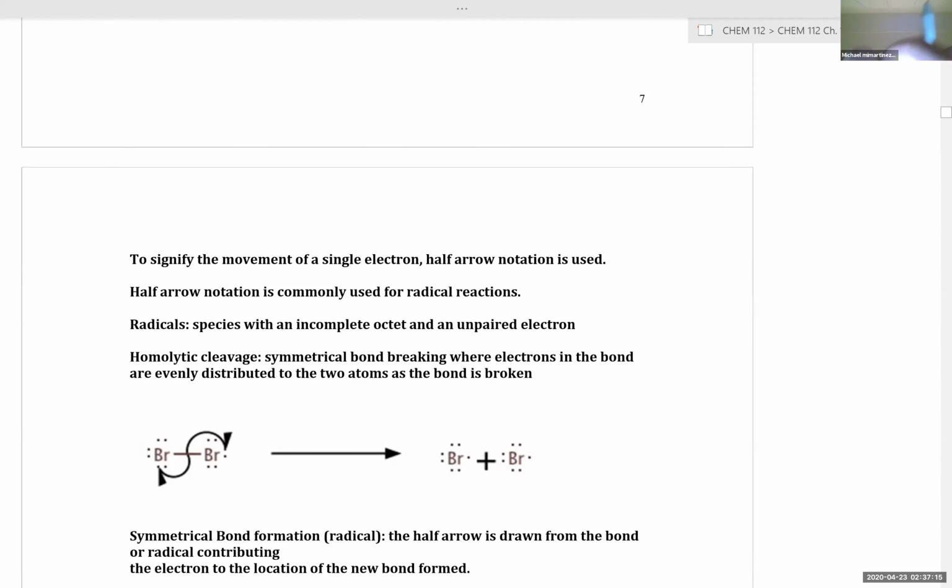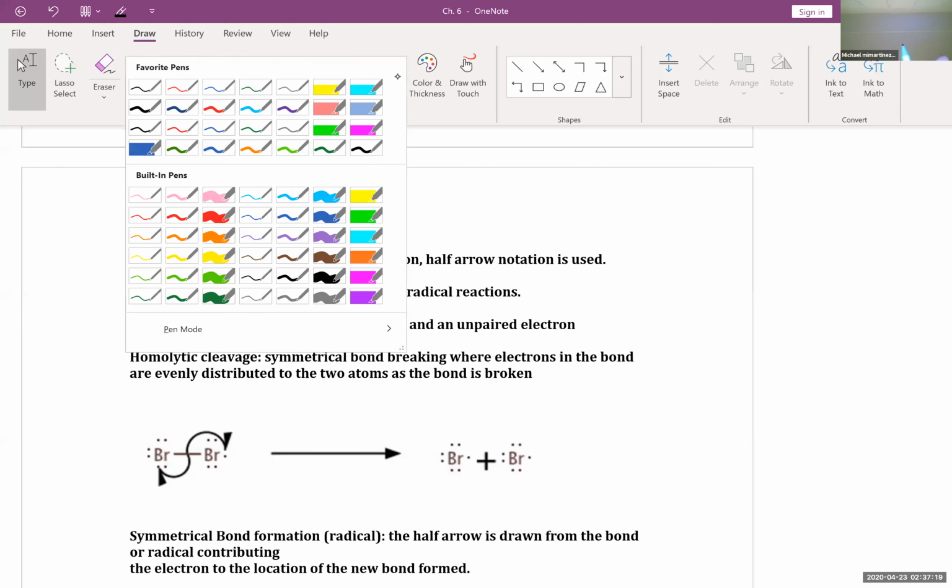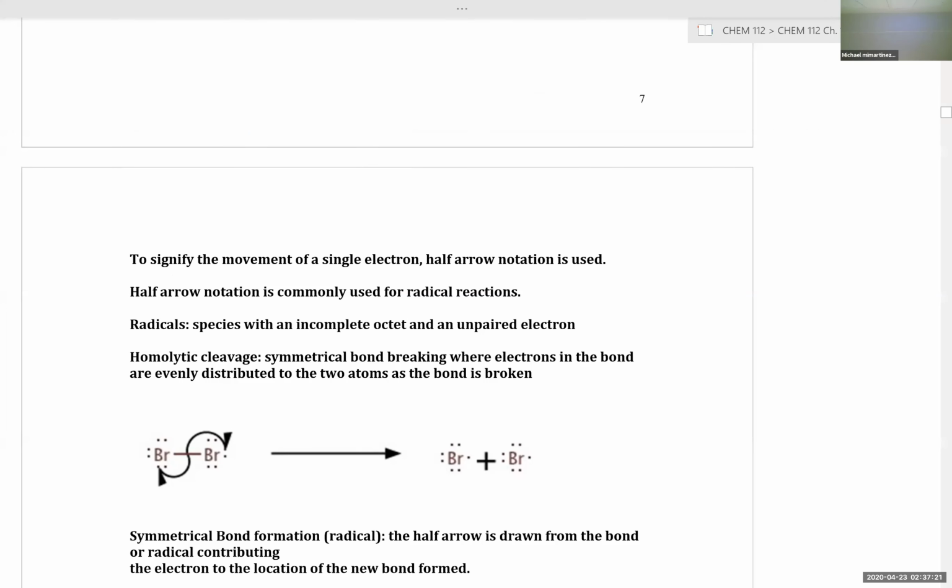So let's suppose we want to signify the movement of just a single electron. Well, to signify the movement of a single electron, we use half arrow notation. So this is our half arrow. So half arrow notation is commonly used for what I'd like to call radical reactions. So radicals are species with an incomplete octet and an unpaired electron.